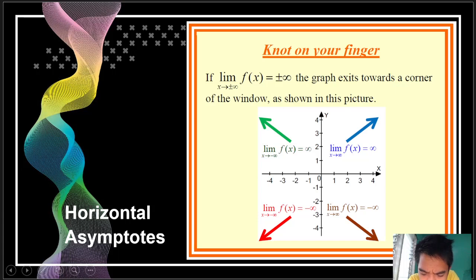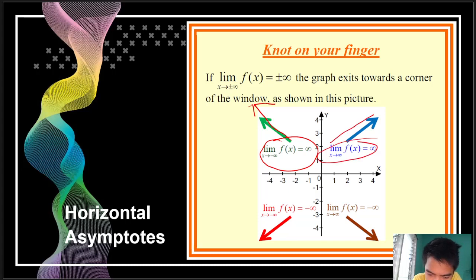So these are just a few of the things to remember. If limit of f of x as x approaches to positive or negative infinity is equal to positive or negative infinity, the graph exits towards the corner of the window as shown in the picture. So if this one is limit of f of x as x approaches to negative infinity equals infinity, then the graph exits toward here. Same for this evaluation of limits, the graph towards here, here, and here. You just have to familiarize this graph.